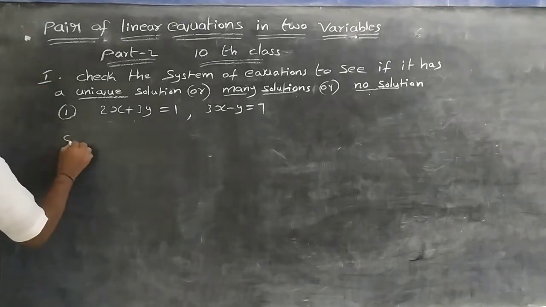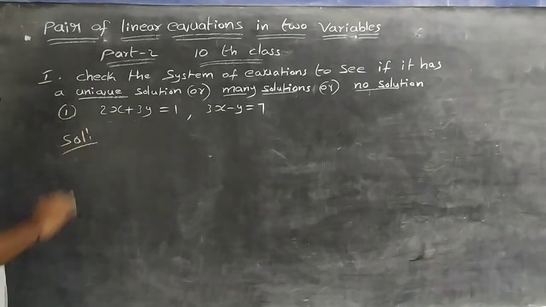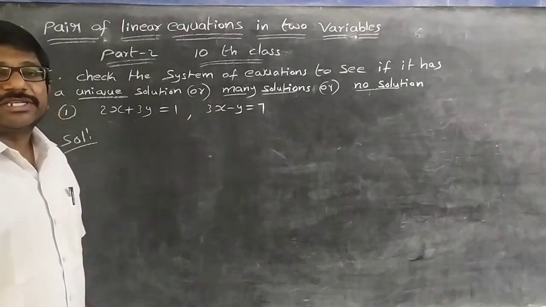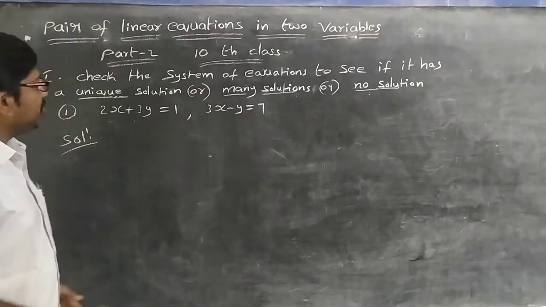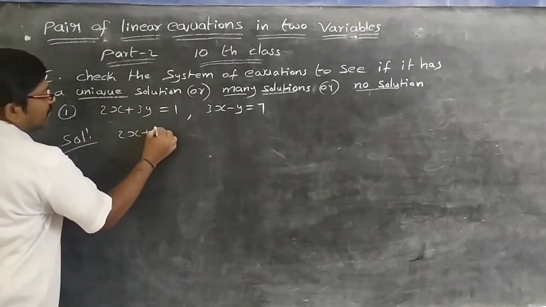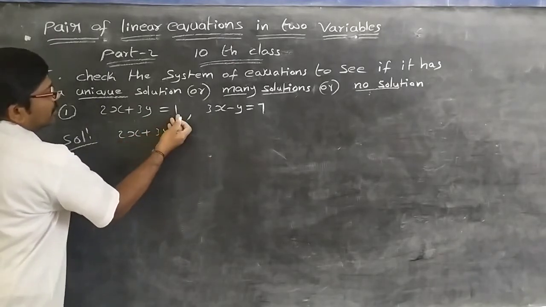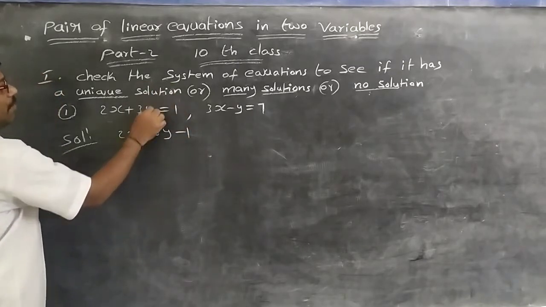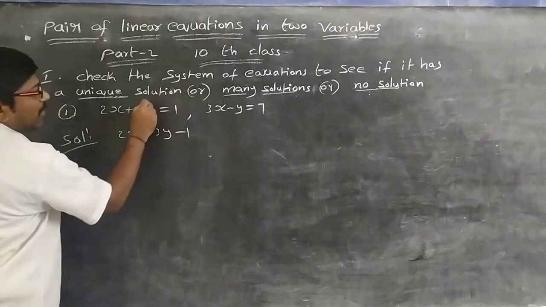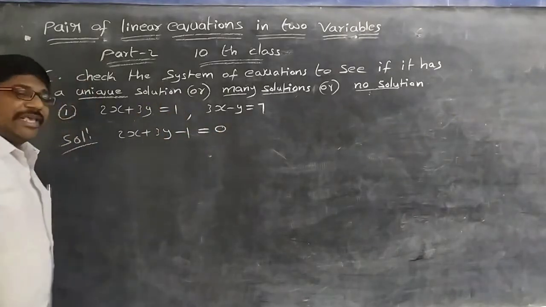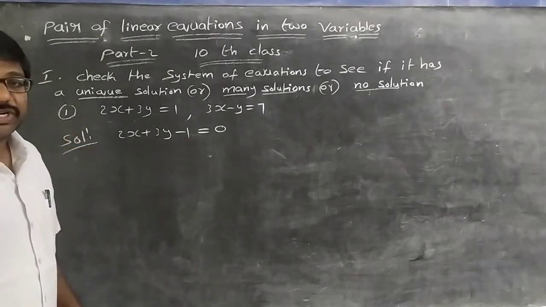Let me check the pair. First of all, we have to write the given system in general form. So 2x plus 3y plus minus 1 is equal to 1. So 1 will become minus 1 after taking from right to left: 2x plus 3y minus 1 is equal to 0. That is the first equation.